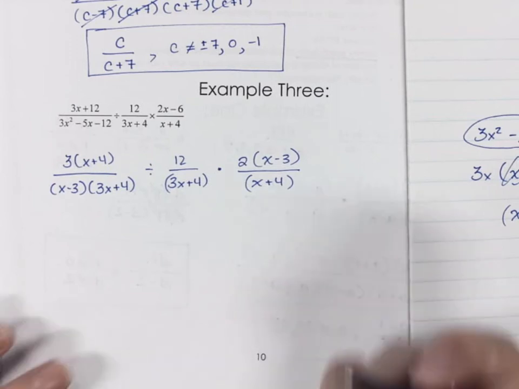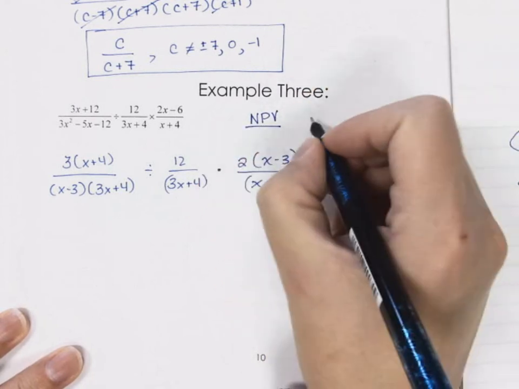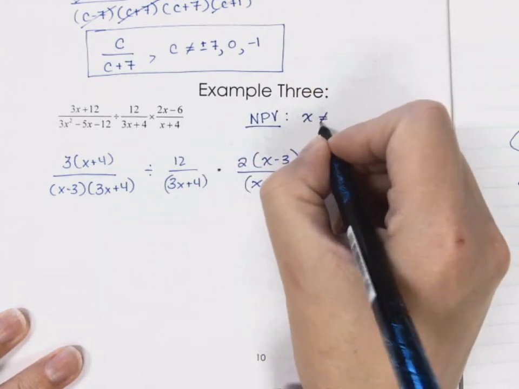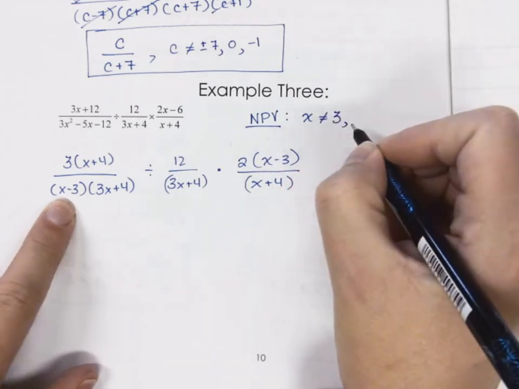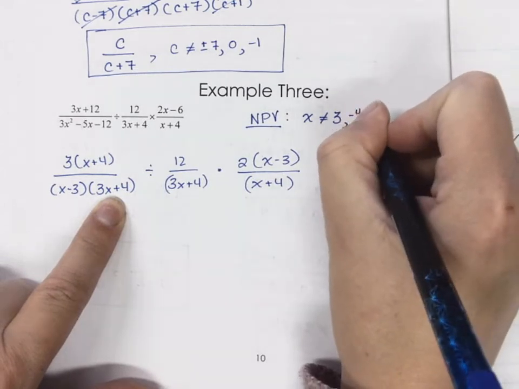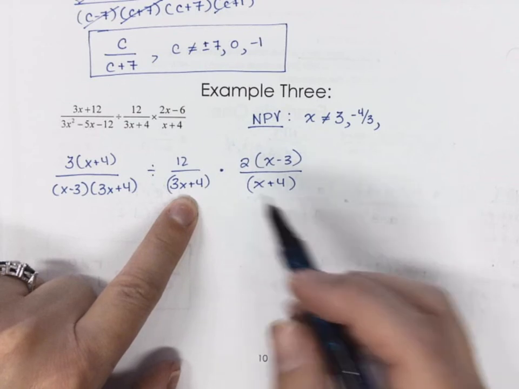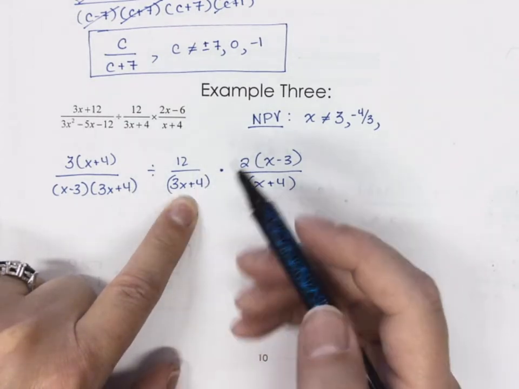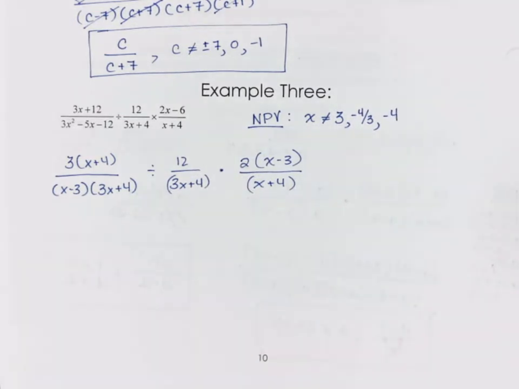So now that I have all that done, what am I going to do? I'm going to do my non-permissible values. So I'm going to have x cannot equal, and I'm going to go through them. This one's going to be positive 3. Can you do this one in your head? Negative 4/3, beautiful. Good mathin'. This one, same thing, right? If they're the same, they're going to be the same non-permissible value, and this one's going to be negative 4.